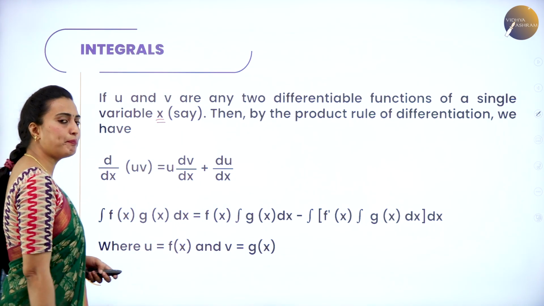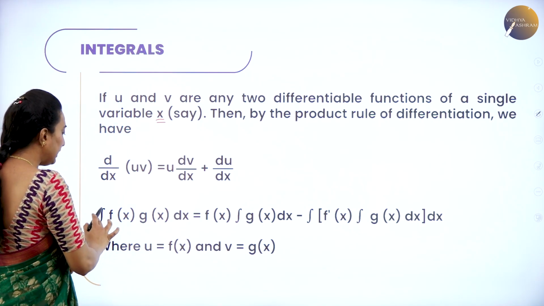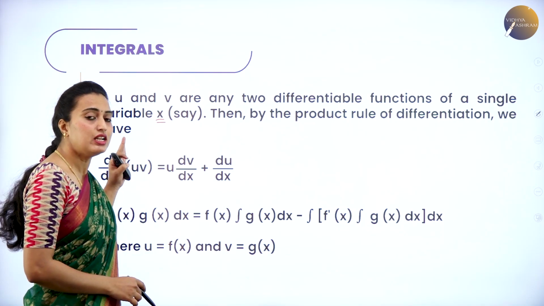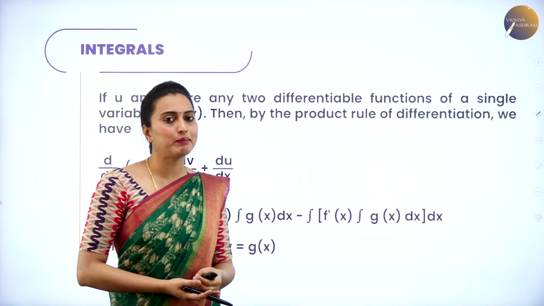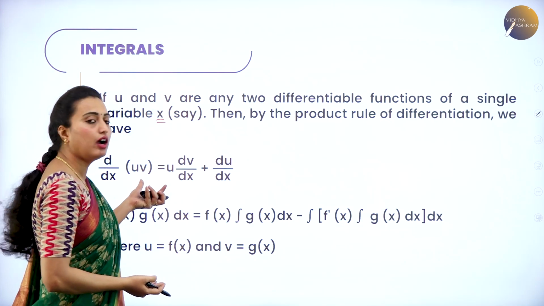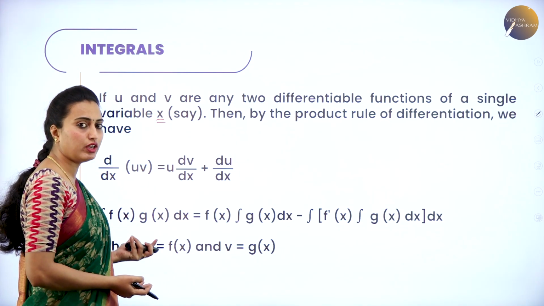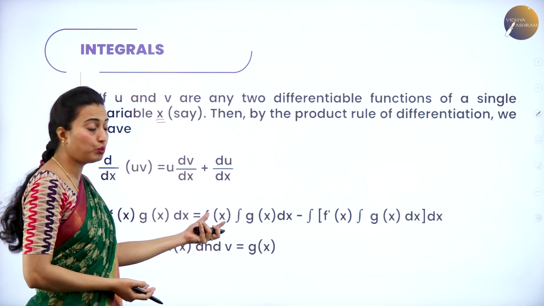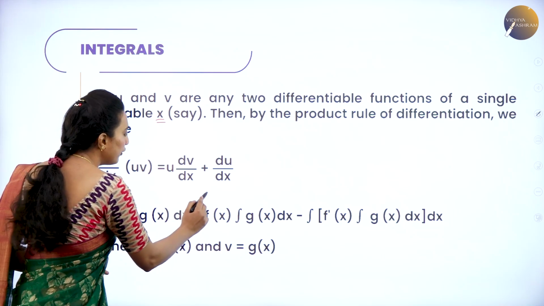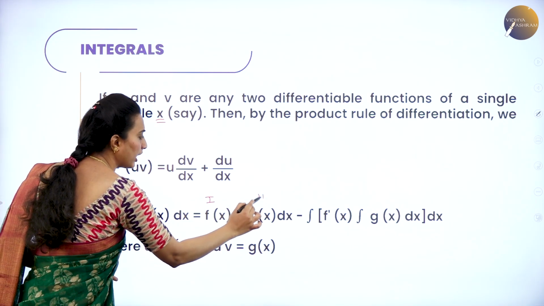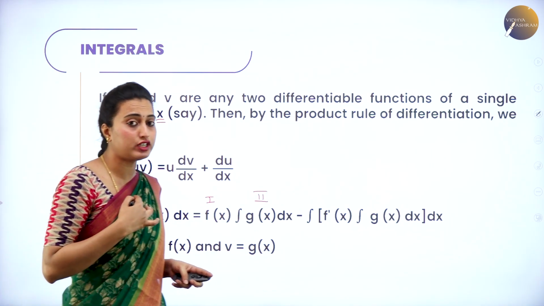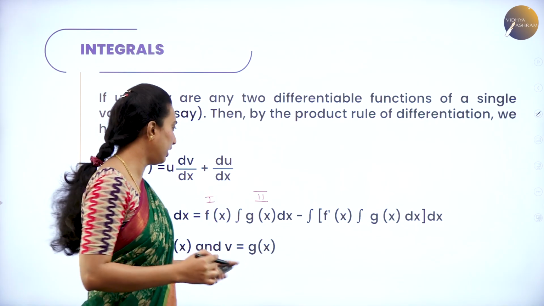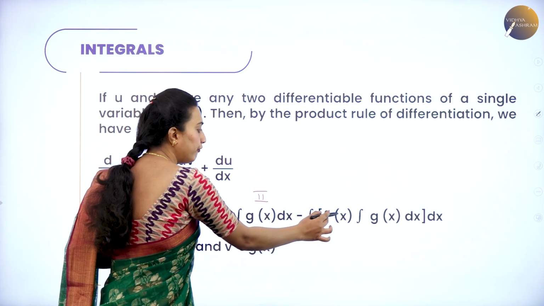Integration by parts is given by the formula: integral of f of x into g of x dx is equal to, because the reverse process of differentiation is integration, and here we have taken the differentiation of the product rule, here we are going to do the product rule of integration, which is f of x into integral of g of x, that means first function into integral of second function, if I consider the first function as f of x and the second function as g of x, and then minus integral of f dash of x.